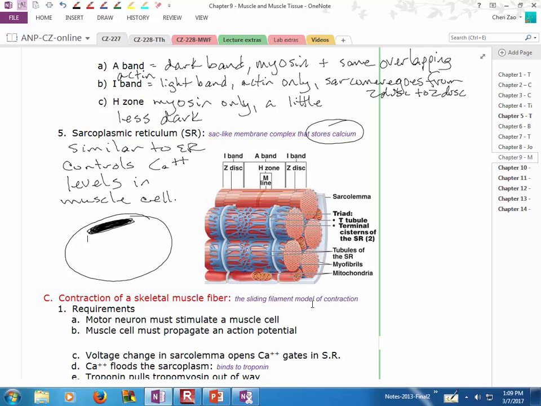So I want you to realize what we're learning with skeletal muscle is going to apply across all of the muscles, the three different muscle types. And there will be some differences, and you should be able to come to understand the various differences that are there.